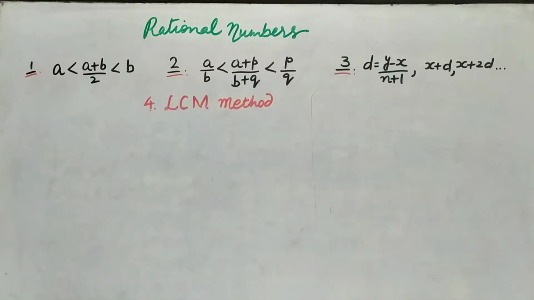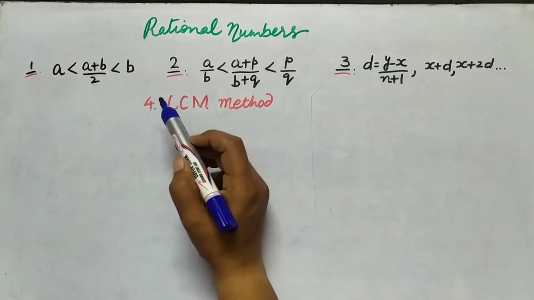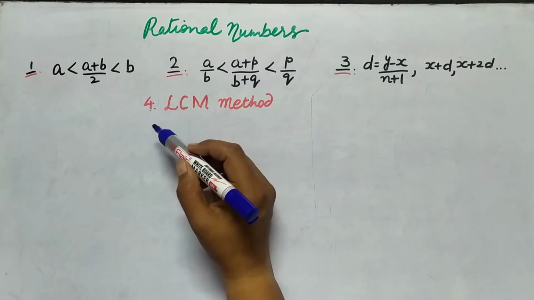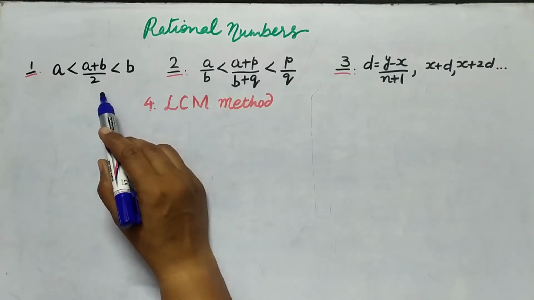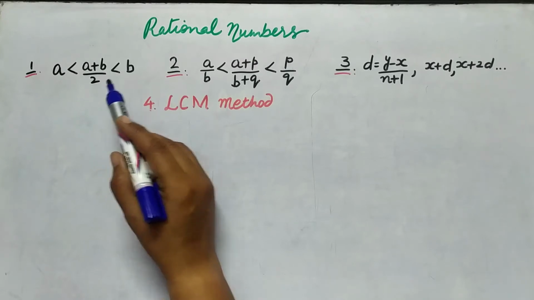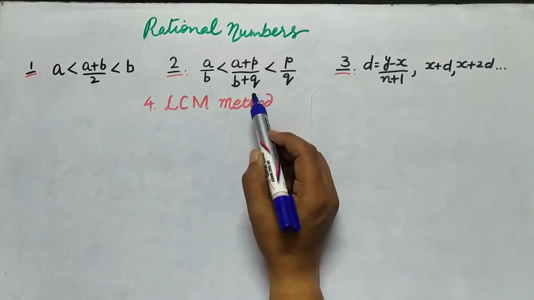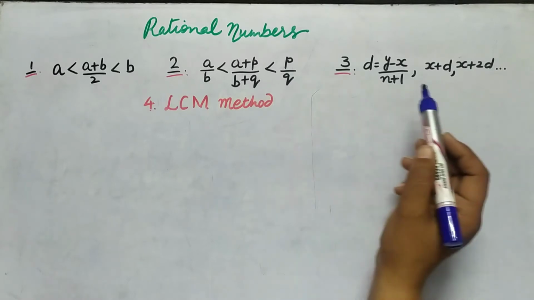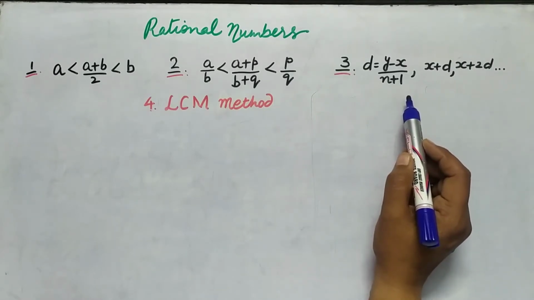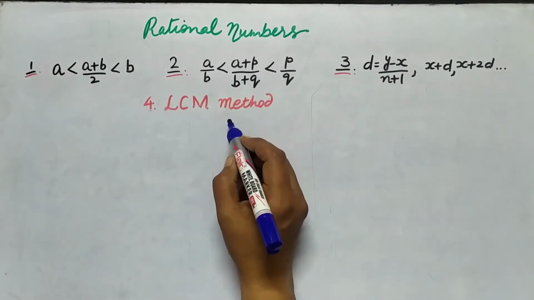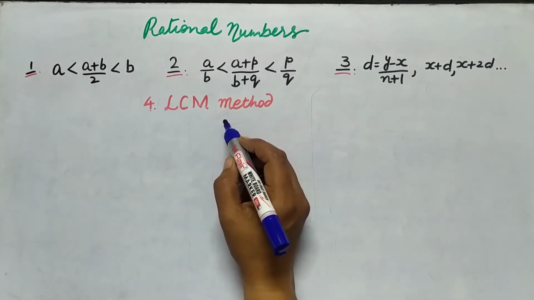Hello friends, in our previous video we did three methods to find rational numbers between two given numbers. The first method was the mean method, the average method. The second was the addition method, and the third one was the formula method. Today we will do one more method, the LCM method, to find rational numbers between given rational numbers.